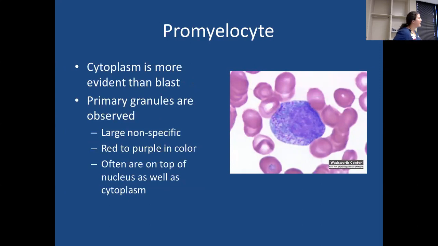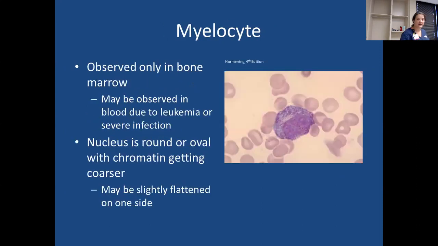Notice we have more cytoplasm in the cell. Again, our nucleus is getting smaller. And then we have our primary granules. Another word for primary is nonspecific. So primary granules are nonspecific, secondary granules are specific. The reason behind that is that the myelocyte is the first stage of maturation where we can tell this cell is going to be an eosinophil, a basophil, or a neutrophil, based on the type of the secondary granule.